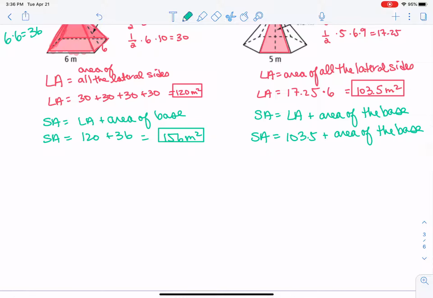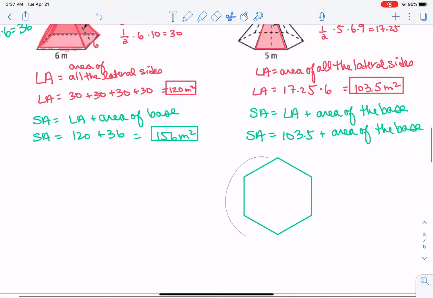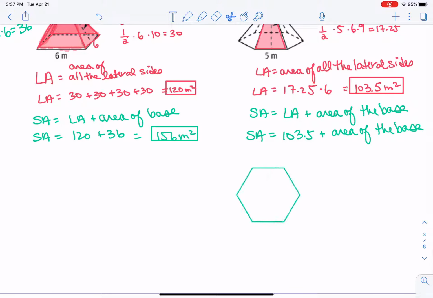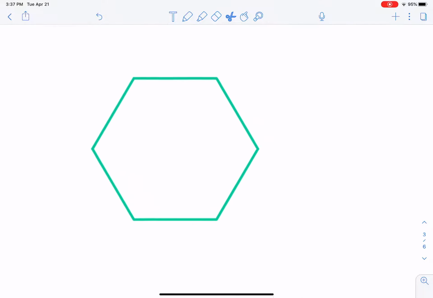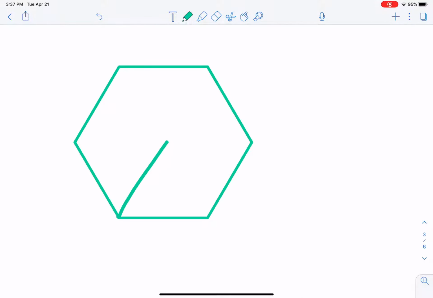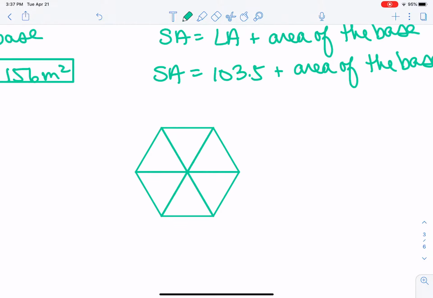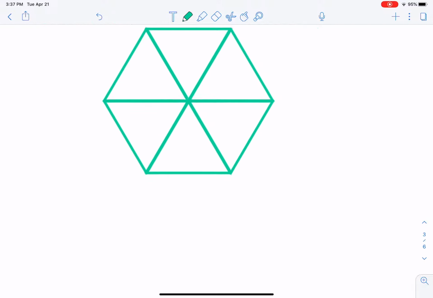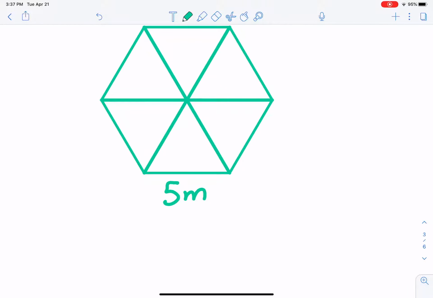If I have a hexagon, so I have a hexagon here, and we're going to have to find the area of it. So back to what we did in chapter 9. Break it into 6 pieces. The only thing I know is that this is 5 meters. So go back to all those steps I saw you guys recently do on your test.